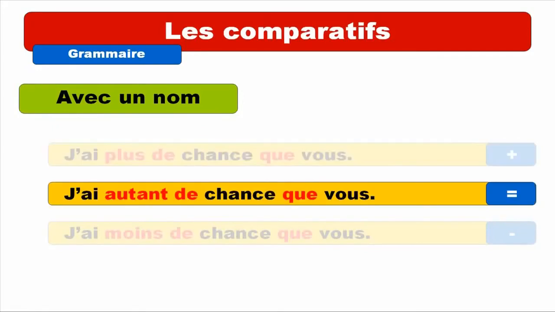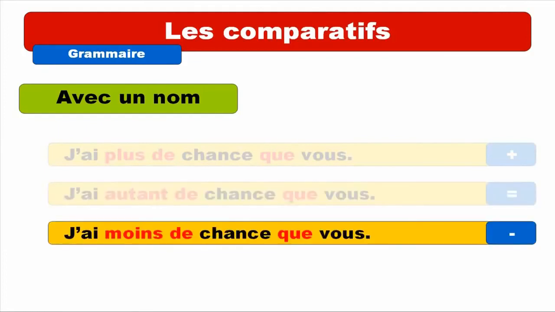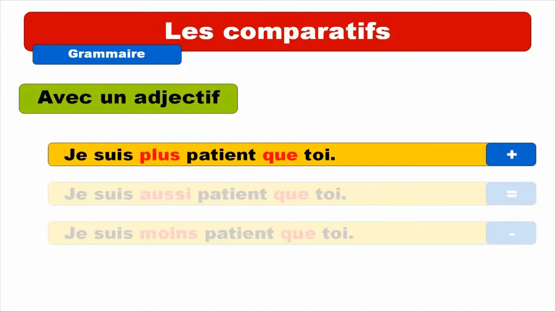Second situation, j'ai autant de chance que vous. So let's pronounce it normally now. J'ai autant de chance que vous. And then the last one, it's j'ai moins de chance que vous. So keep in mind that if you're using a name and if you want to compare it, it's plus de, autant de, moins de, and then after that, don't forget to put this que.